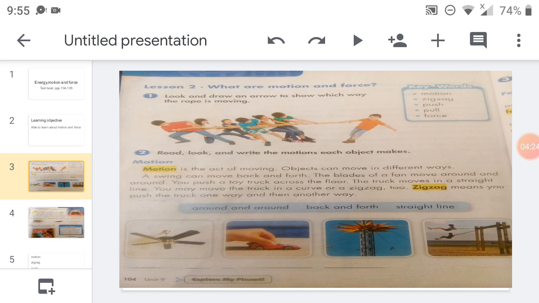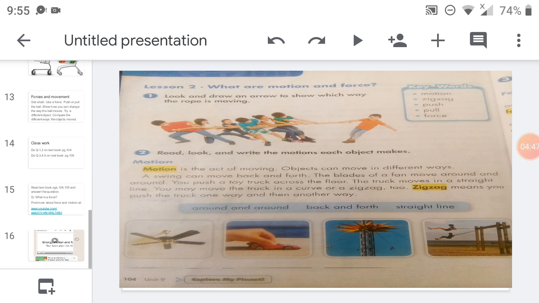First picture, fan. It moves around and around. Okay. Next one, toy car. It moves in a straight line. Next is a swing. It also moves around and around. So what will come with the third picture? Around and around. And last picture, it moves back and forth. So write back and forth with the last picture.